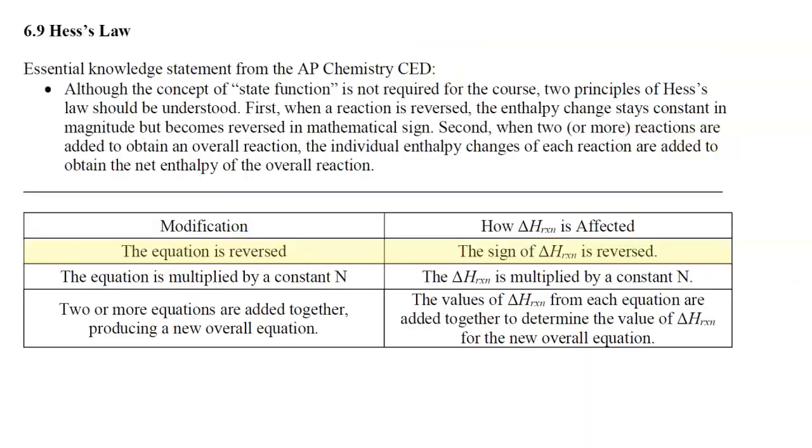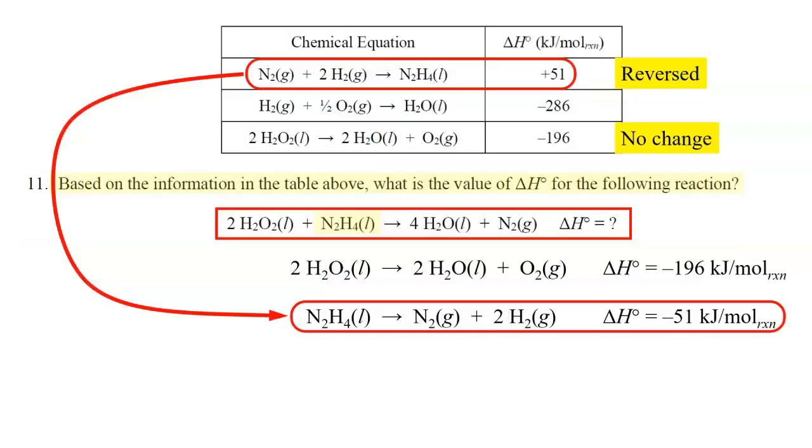So what that means is that that equation needs to be reversed. And according to Hess's law, if the equation is reversed, then the sign of delta H for that reaction is reversed. So that means that instead of having a delta H of positive 51, the delta H will be negative 51 when I reverse that equation. So you can see I've rewritten the equation with N2H4 on the left, and then 1 mole of N2 and 2 moles of H2 on the right, and I changed the sign of delta H when I did that reversal.